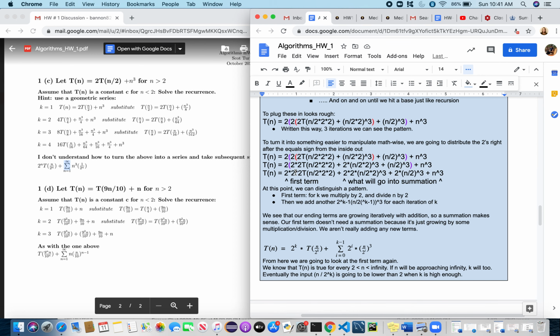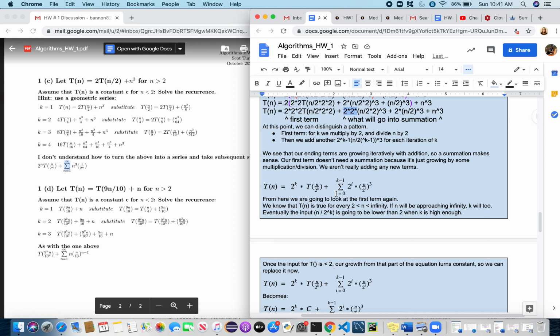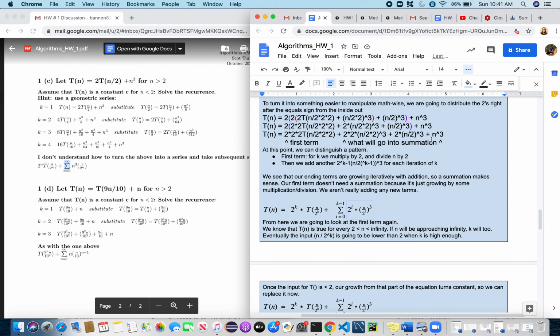In the summation, we see, okay, k equals 3 or k equals whatever it would need to equal for there to be 3 2's here, but there are only 2 2's here. So ultimately in the summation, it's going to start at, choose i as the variable for that. i is going to equal 0, and it's going to go until k minus 1, which is what's happening here.